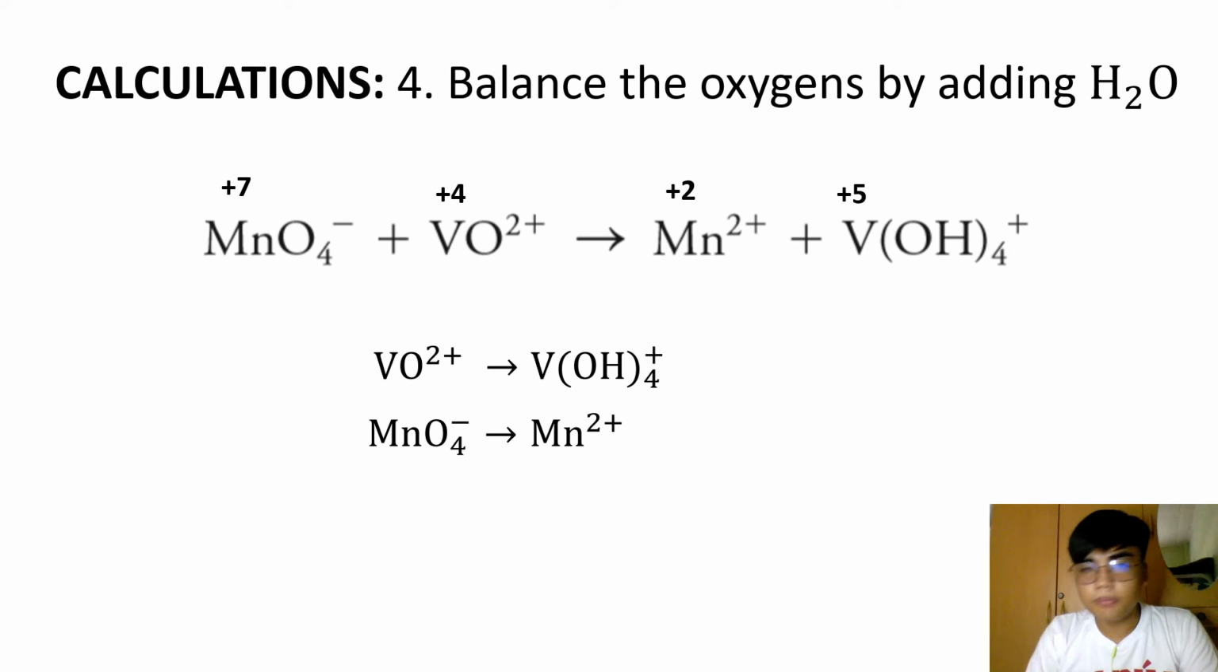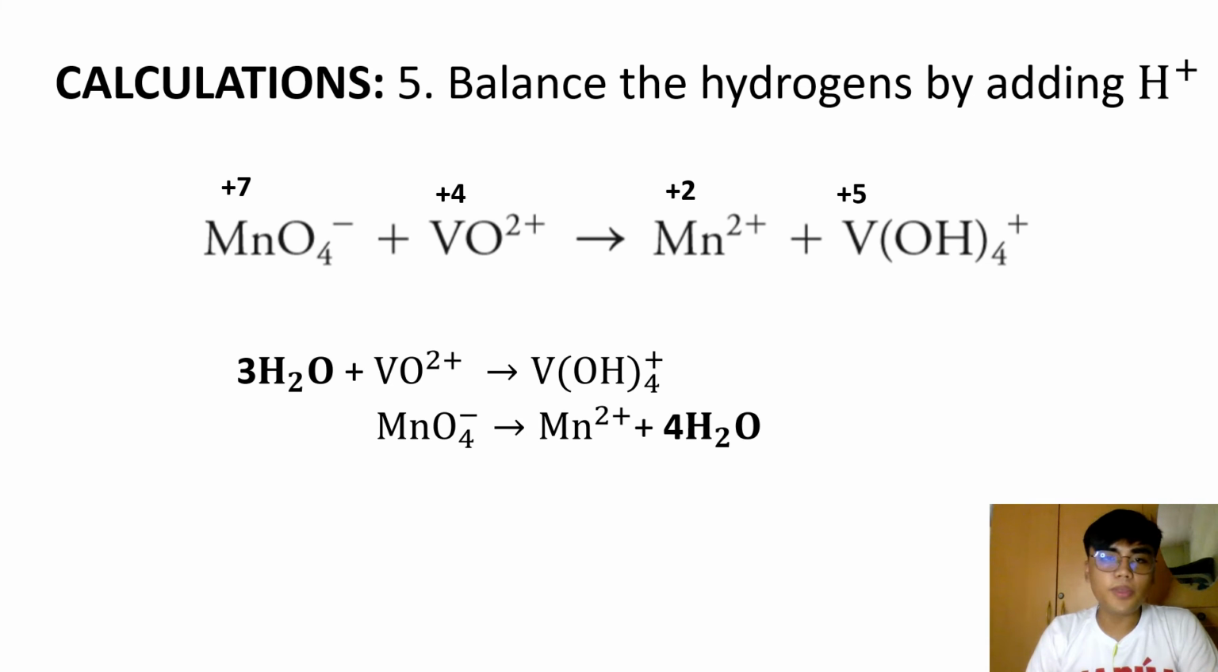So for the step 4, balance the oxygens by adding water molecule or H2O. So since I have oxygen on the right, I need to add 3 water molecules on the left. Also, for the permanganate, I have 4 oxygen, so I need to add 4 water molecules to have a balance of 4 oxygen from the left to right.